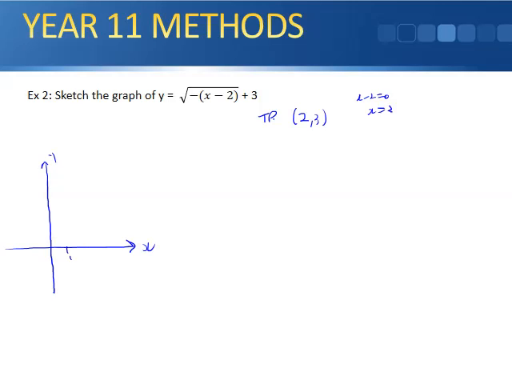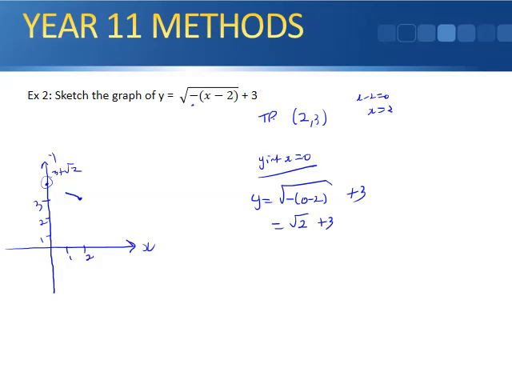I have 1, 2, 1, 2, 3, so it starts here, and because it is a negative and it's inside the square root, that means the graph will go this way. So it's going to cross the y-axis somewhere around here. So I'll need to make sure that I work that out. So y-intercept, put x equals to 0, and I get y equals the square root of negative 0 minus 2 plus 3, which means it's the square root of 2 plus 3. So this will be 3 plus the square root of 2, and the graph will go something along like that.